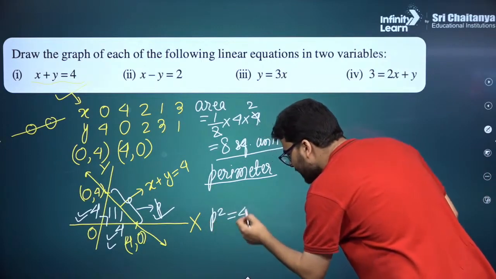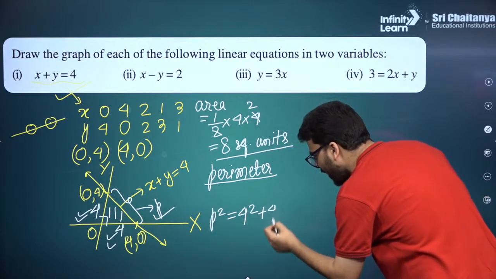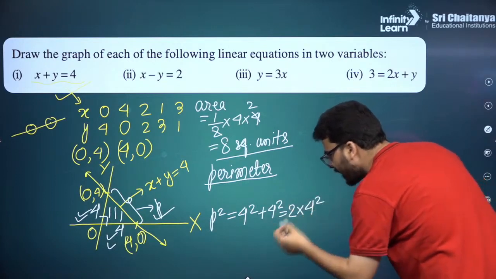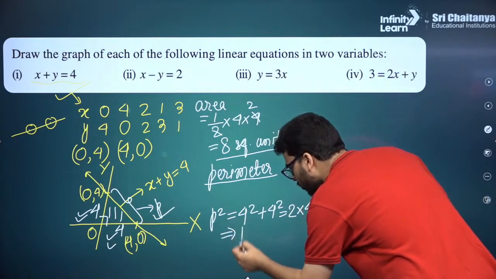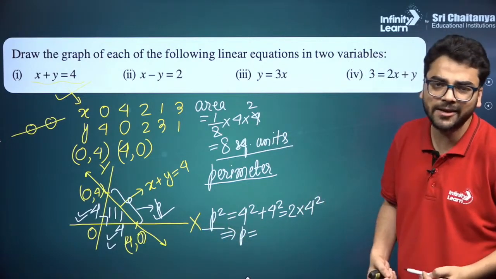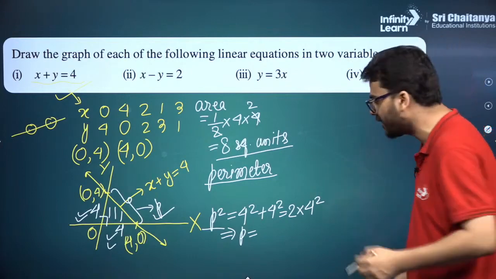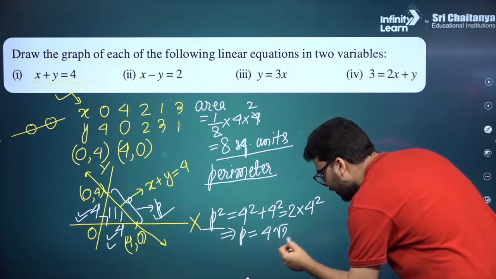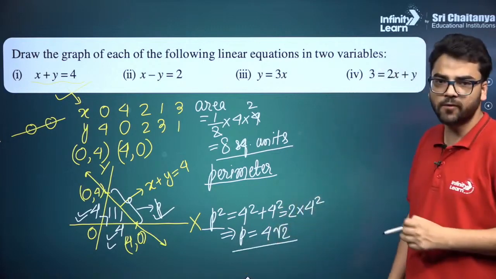So P square is equal to 4 square plus 4 square. So I can write it like this, 2 into 4 square, right? So if I take this square root, although you will get two values because this is a quadratic equation, we are neglecting the negative value because distance can never be negative. So therefore P over here will be 4 root 2 units. So therefore the hypotenuse is 4 root 2 units.